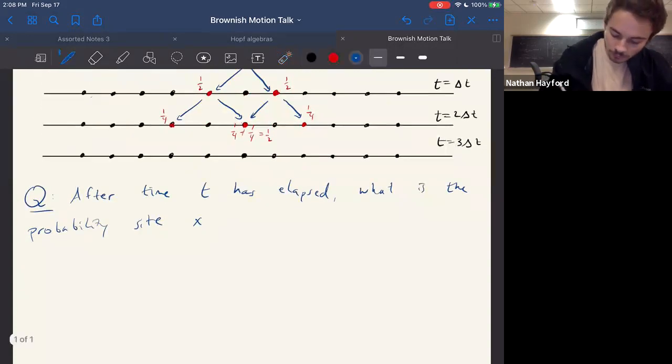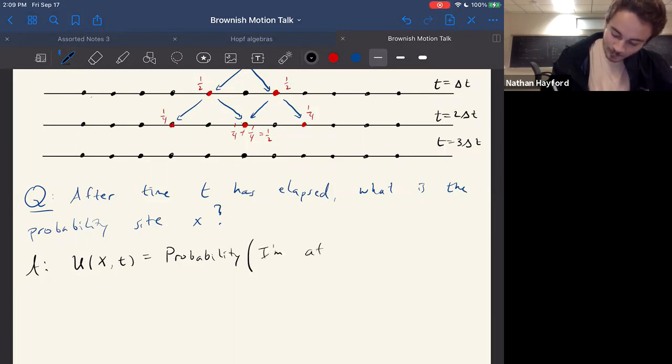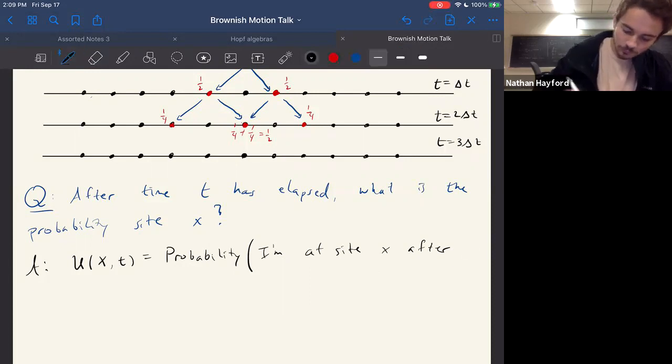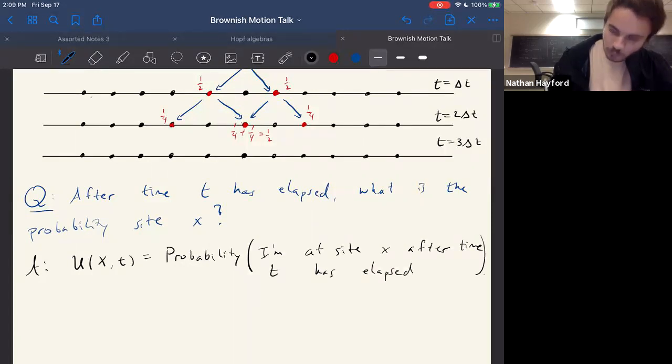So this is the fundamental question we want to ask, and then we can ask some more precise questions shortly. This probability is a function which depends on the position and t, and I can represent it in terms of this function. My job really, the answer to this question, will be to determine what this function looks like, u of x and t. So u of x and t, again, is the probability that I'm at site x after k delta t time steps. So maybe I'll write, after time t has elapsed. It's maybe a better way to write this. So far so good.